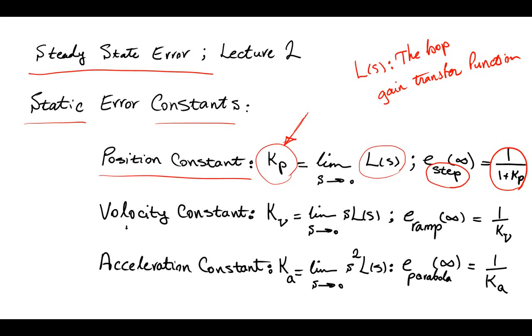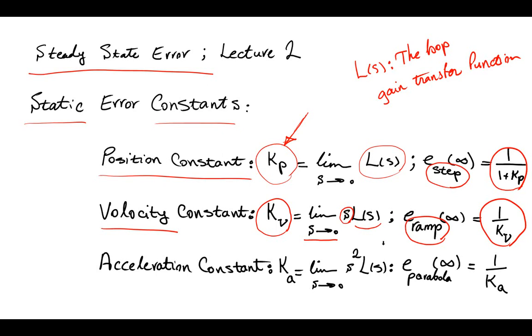The next constant is velocity constant. We multiply L of s by s, and we then set s go to 0. Whatever we end up with will be called velocity constant. And through final value theorem, it can be seen that the steady state error for the input of ramp will be 1 over Kv. So whatever Kv is, 1 over that will be the steady state error for the ramp case.